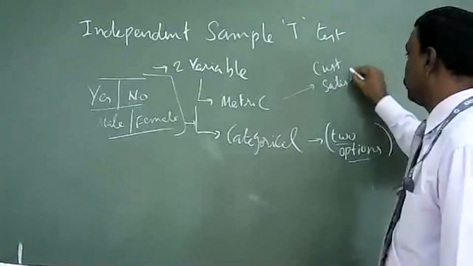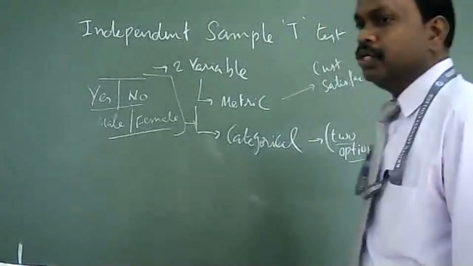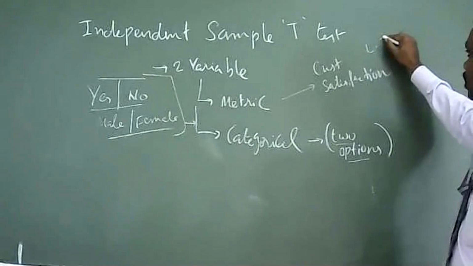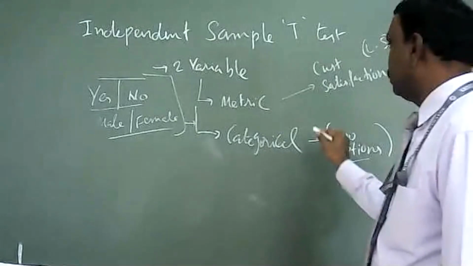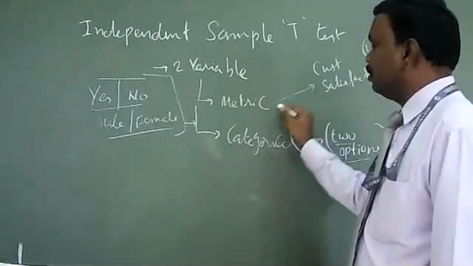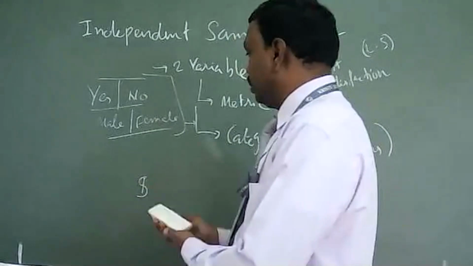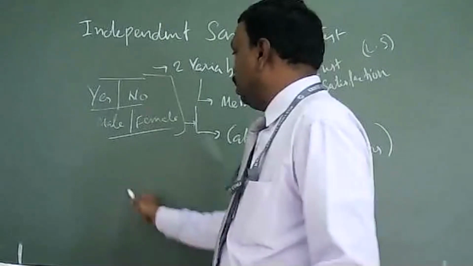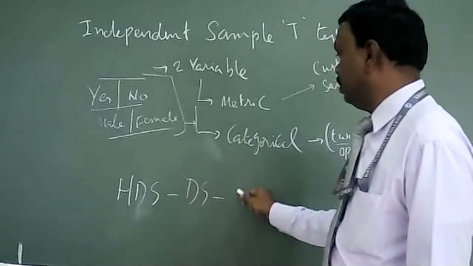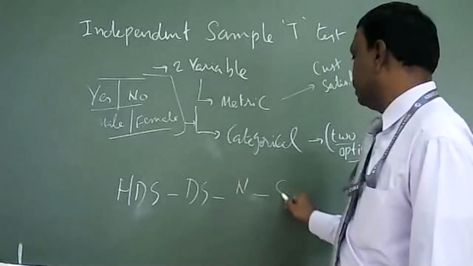Consider you have measured customer satisfaction, and you have used a Likert scale. The scale runs from highly dissatisfied, dissatisfied, neither satisfied nor dissatisfied, which is a neutral point, to satisfied and highly satisfied.